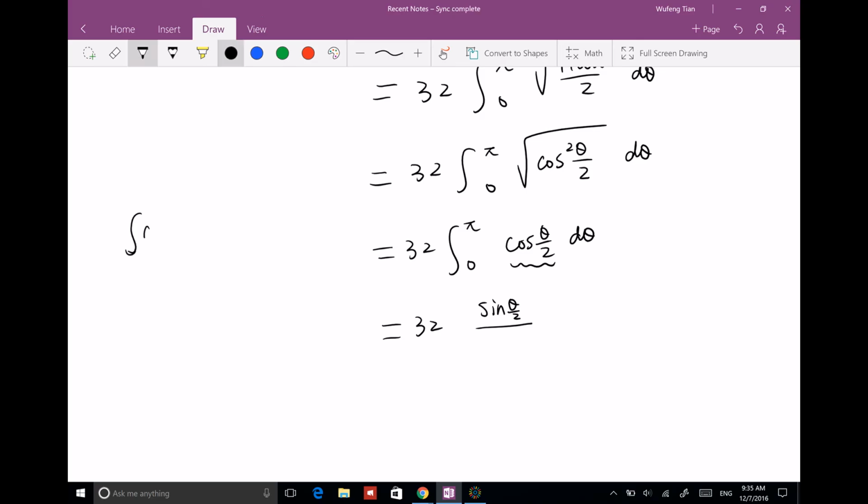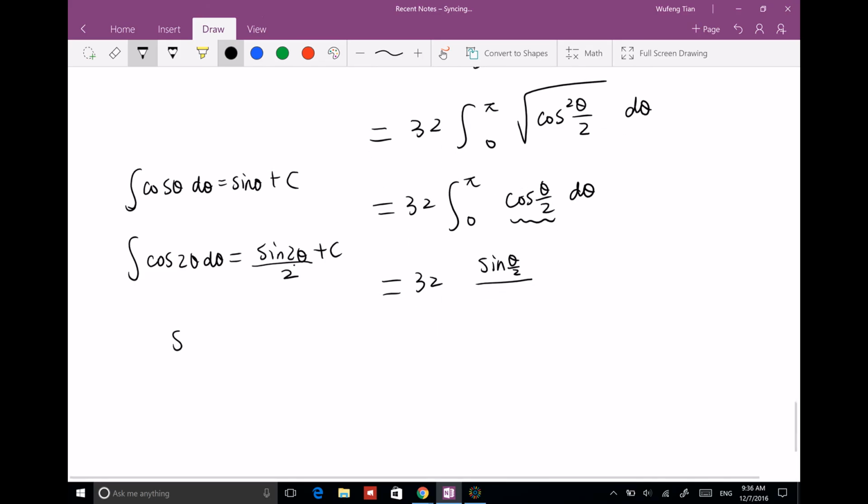I know cosine theta d theta equals sine theta plus c. That's no problem. Because we have the boundary, we don't have to worry about the c. But if I got cosine 2 theta d theta, your answer would not be just sine 2 theta plus c, right? Because you have a 2 here. So this one will be divided by 2. Chain rule: if you take the derivative of sine 2 theta, you would get cosine 2 theta and multiply the derivative inside, which is 2. So you have to divide by the coefficient. So here, I would still have to divide by 1/2.